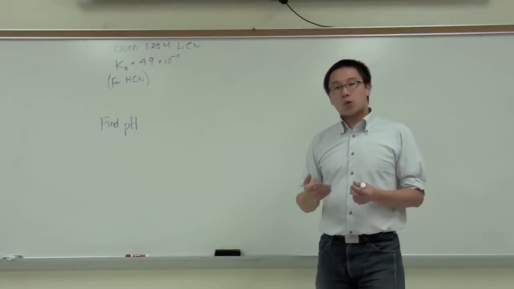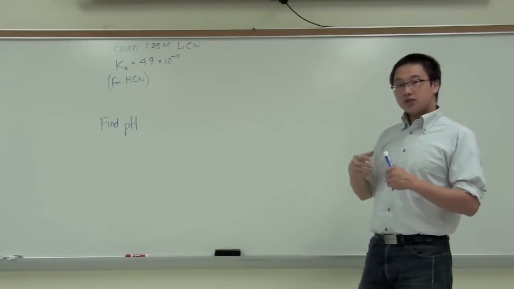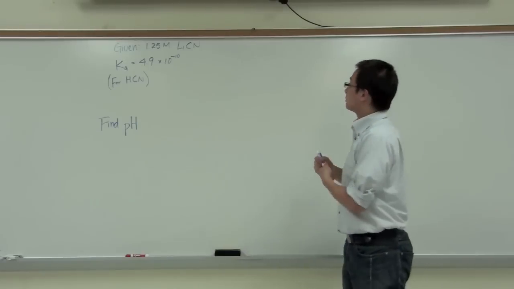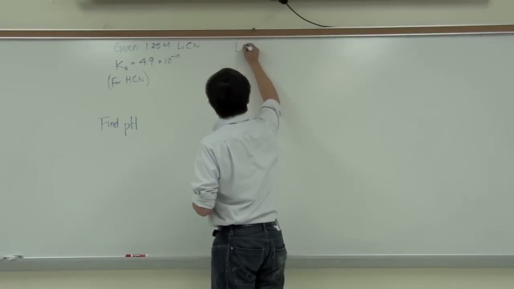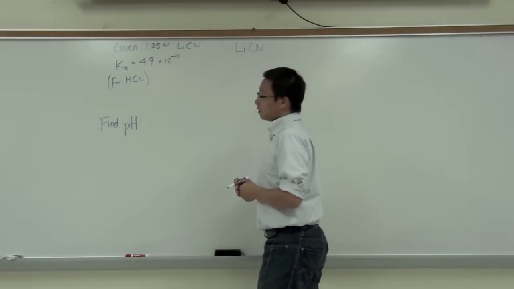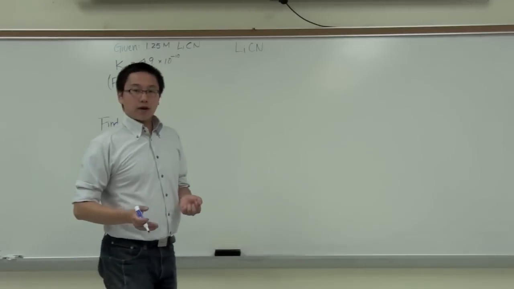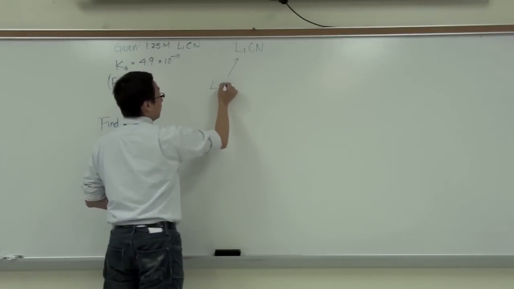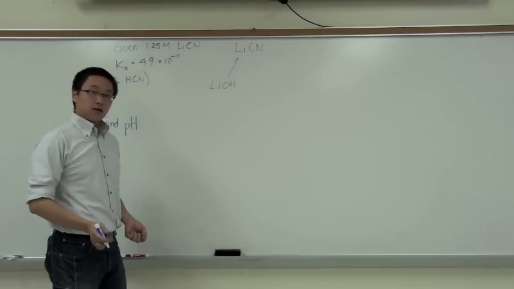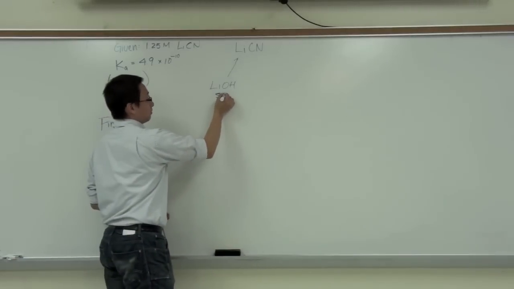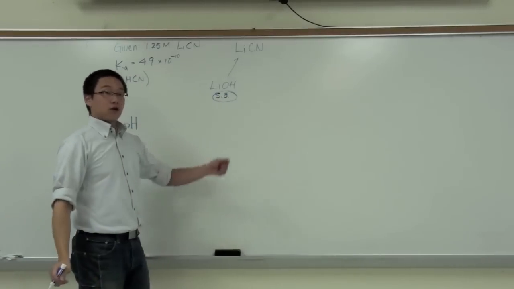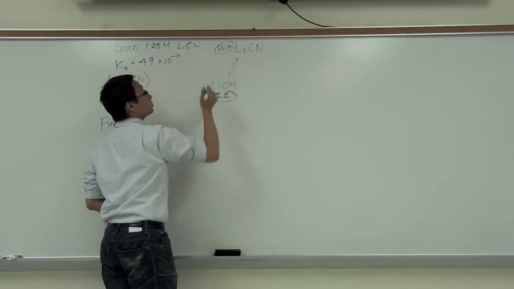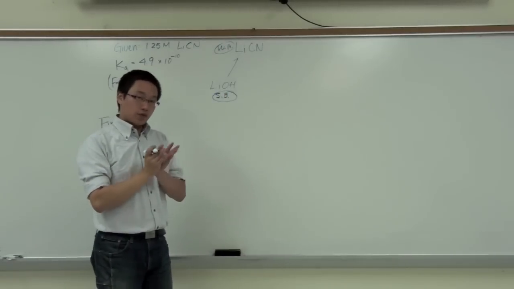How do we make use of these numbers to find the pH of the solution? Let's first do a quick analysis of the salt and see whether it will make a basic, acidic, or neutral solution. Lithium cyanide. Lithium is coming from LiOH, lithium hydroxide. This is a strong base. The conjugate will be a weak acid, so it will not react with the water.